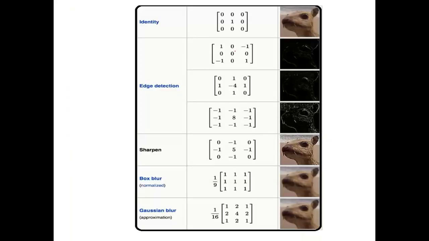If you want the identity, there is an identity filter. If you want to detect edges, there is the edge detector. If you try to sharpen the image, that is this filter. If you try to blur the image, that is a filter. If you want a Gaussian filter, these are filters we can directly implement.